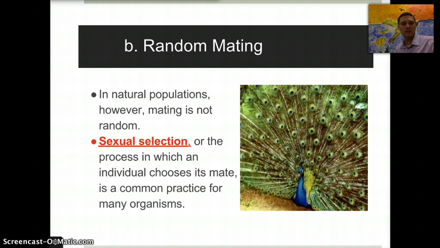And if we look at this in natural populations, however, mating is usually not random, and we'll get to this and sum this up towards the end. But usually, individuals in a population exhibit some sort of sexual selection where they're picking their mates based off of some physical or specific characteristics. You think about humans, for example. Humans definitely pick their mates based off of a variety of different characteristics, and so mating necessarily isn't always random, and we'll talk about at the end what this leads to.